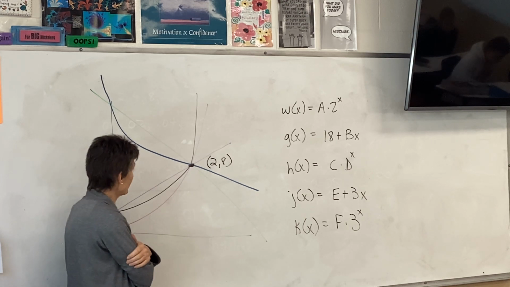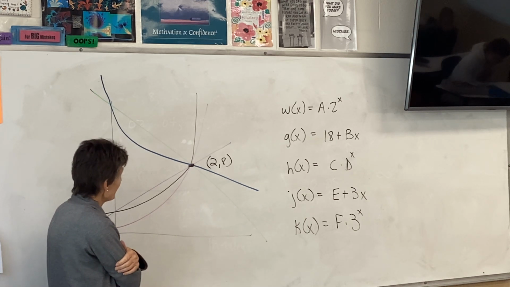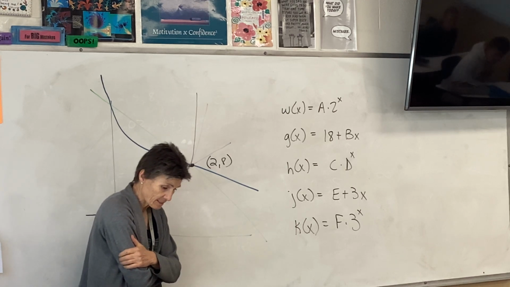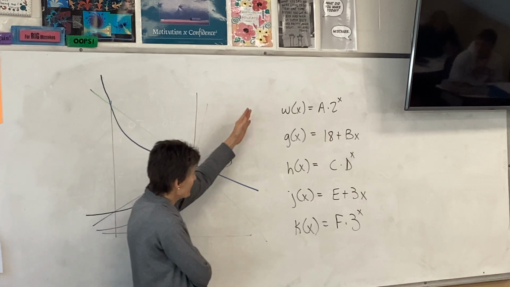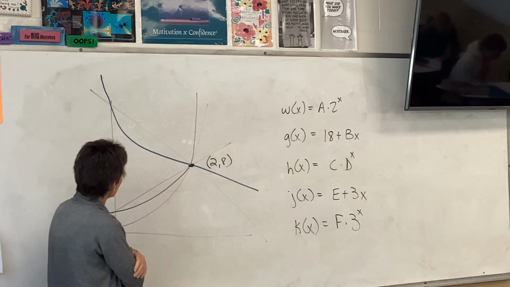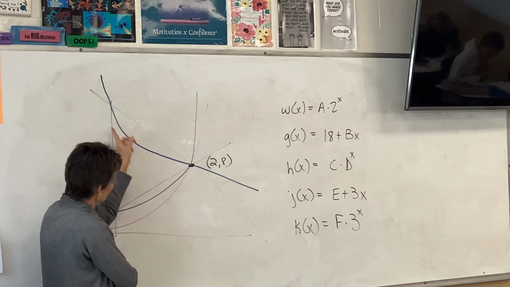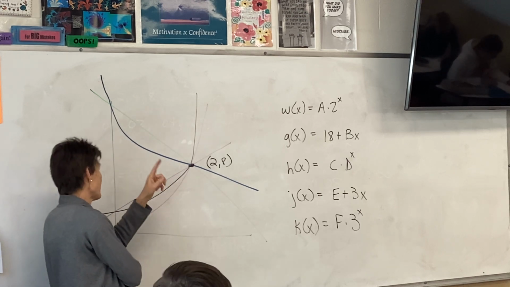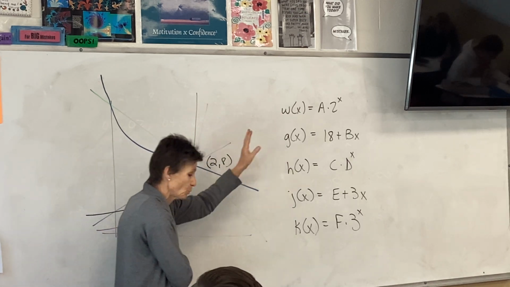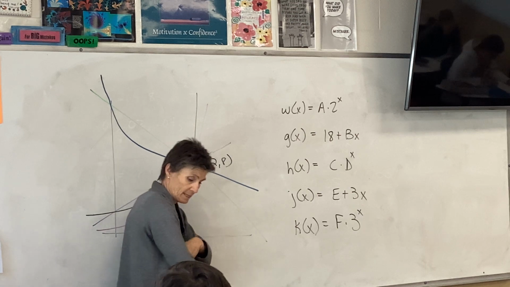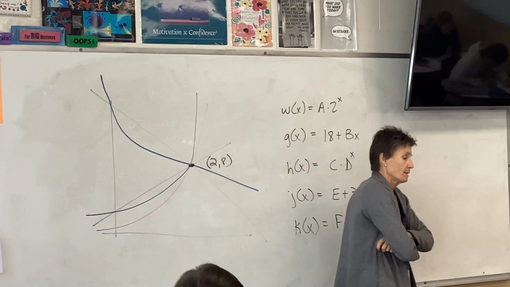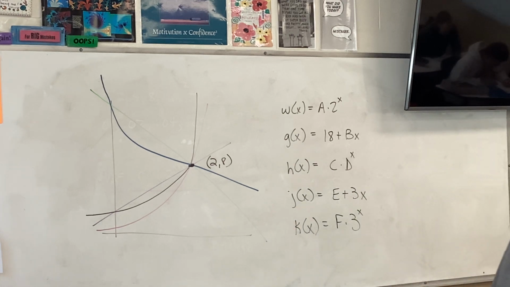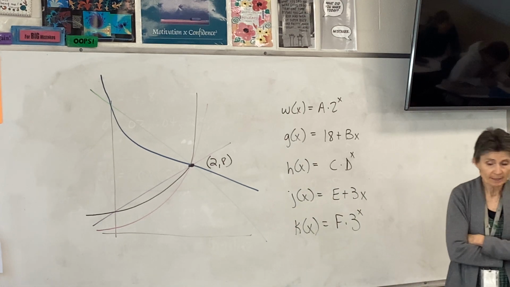If you're done coloring, then the first task is to figure out which of these lines are which. So here are your functions, and you've got to figure out, for example, what's my blue one, what's my pink one, which of these goes with which. So see if you can start labeling your lines, your curves. W, G, H, J, and K.